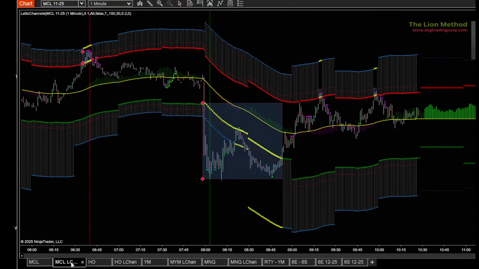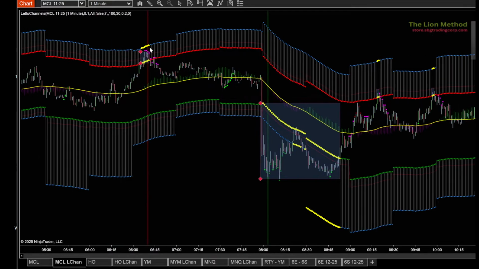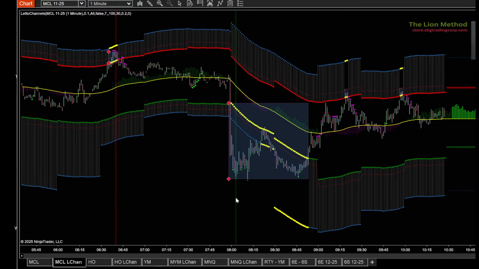This is crude, micro crude. Another great trade right here. We hit overbought here. We get a confirmation signal of the red back stripe, and that would have been a good trade. Again, going long here is a good trade. On the green stripe, we do hit overbought here.